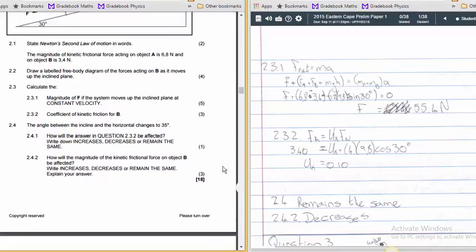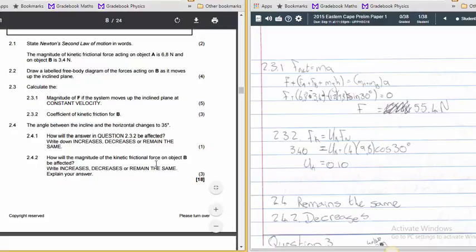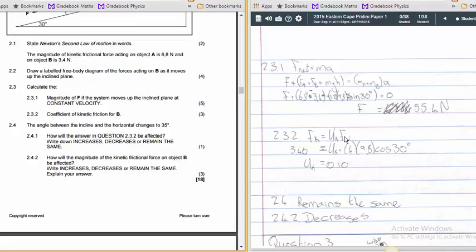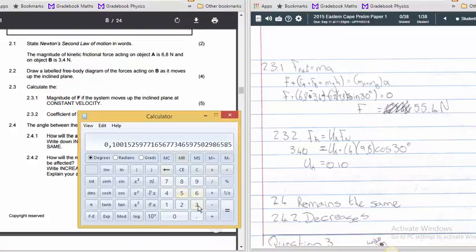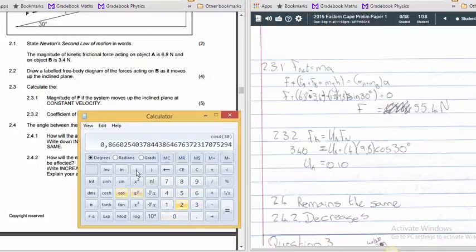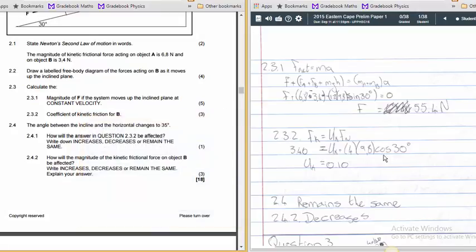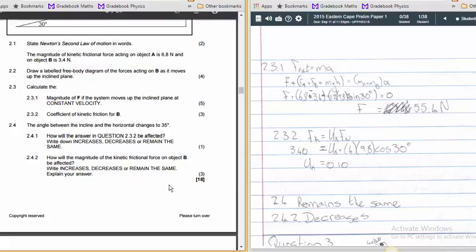Now it will affect the kinetic frictional force. Okay, so for example, this number doesn't change, this value, but the normal force changes. So if we increase the angle here, so let's just quickly work it out. Cos of 30 is 0.86, cos of 35 is 0.81, so it decreased. So cos decreased, and as a result, this whole expression will decrease.